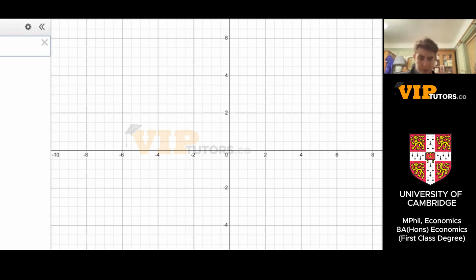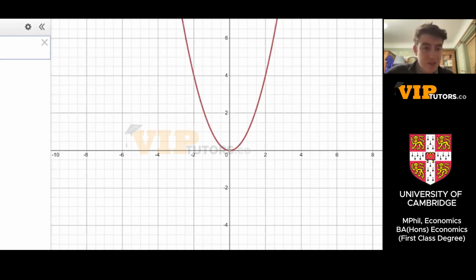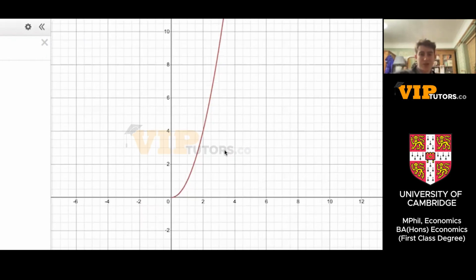So essentially what we're saying is China's GDP at the time is growing at something like x squared, for let's say x greater than zero. So this is here on this graph.